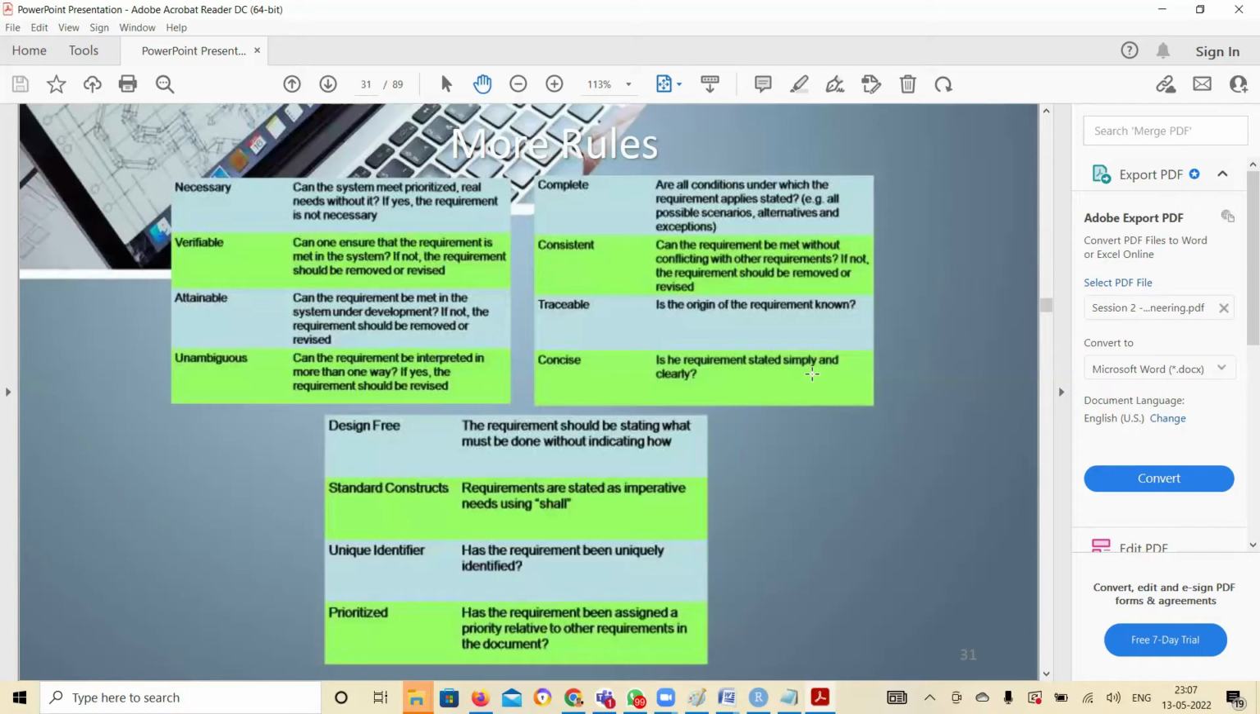Then you have traceable. Traceable means you should be able to trace back the origin of the requirement: who said it, when it was said. Let's say you identified a requirement and built it, but now you have some questions. If you don't know who said it or why it is being built, you will not be able to answer questions. It is important to be able to trace back who said it.